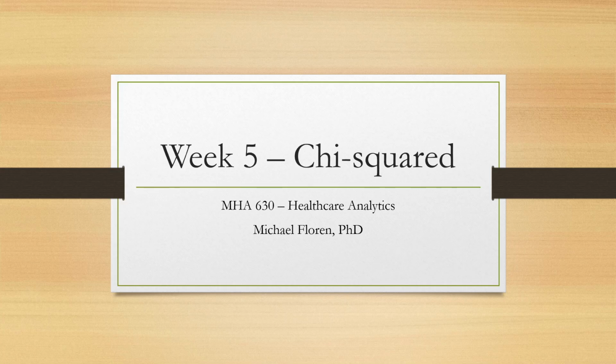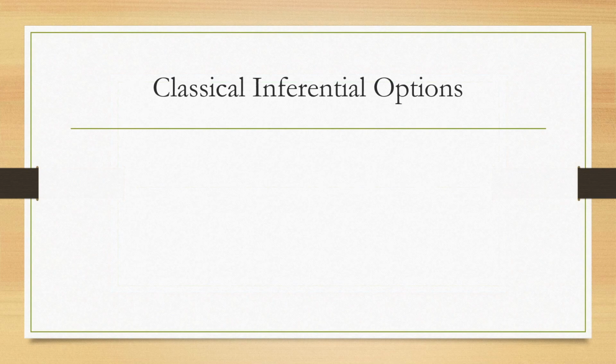In this video, we'll be discussing the chi-squared analysis, which is one of the inferential approaches that we'll specifically discuss within this class. Now, when thinking about the chi-squared, it can be helpful to understand it within the context of our classic inferential options. So classically, we look at two variables, the independent and dependent variables.